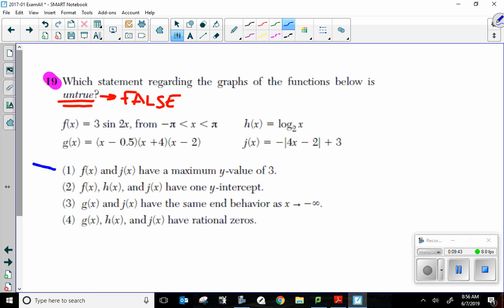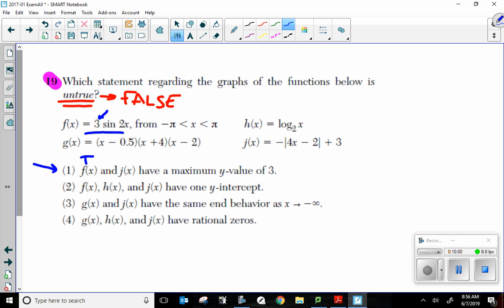Okay, f of x and j of x have a maximum y value of 3. Okay, f of x is a sine function, and here's my amplitude. It goes up to 3 and down to 3. So that's true. This does have a maximum value of 3.